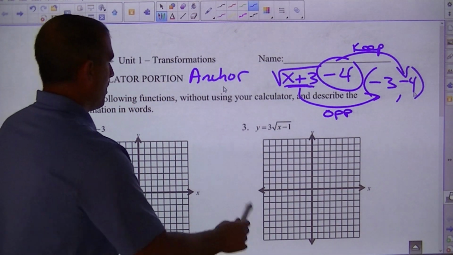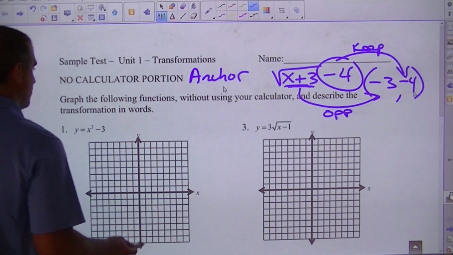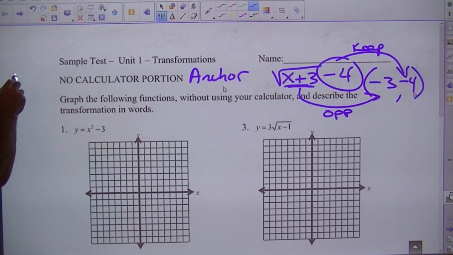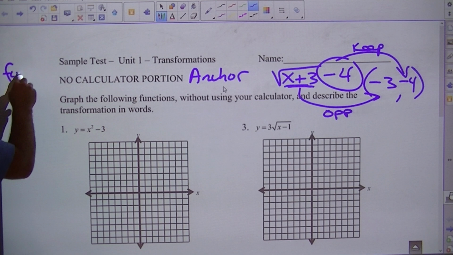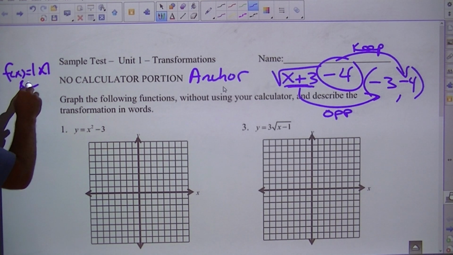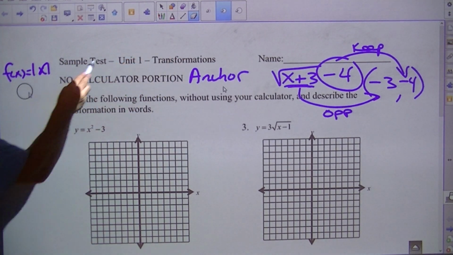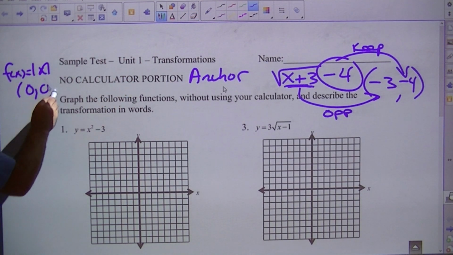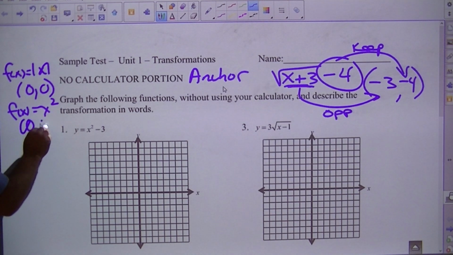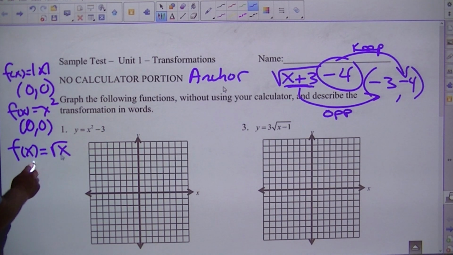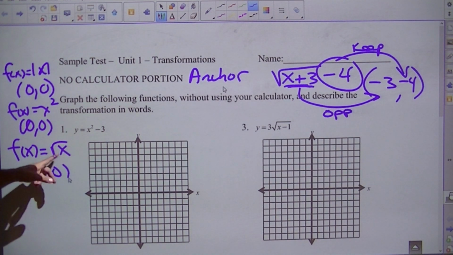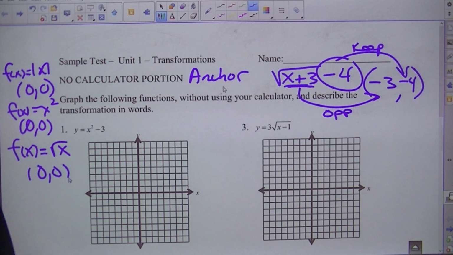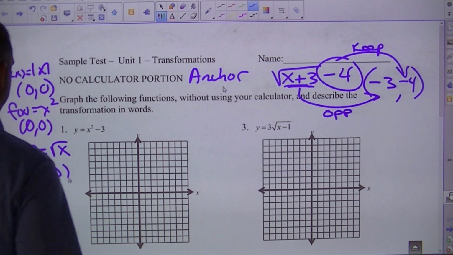Also, if you have any parent functions, for example, if you have f of x equals absolute value, you're going to have 0, 0 as the anchor. f of x equals x squared, 0, 0 as the anchor. And if you have square root of x, you'll have 0, 0 as the anchor. So when you don't have any numbers, you're going to have those being zeros. All right, so that should help us, especially with this first one.